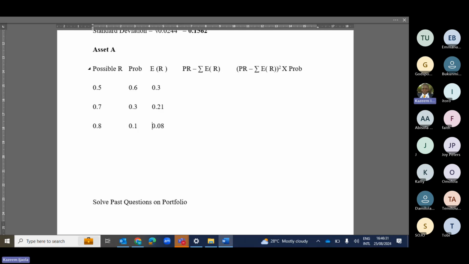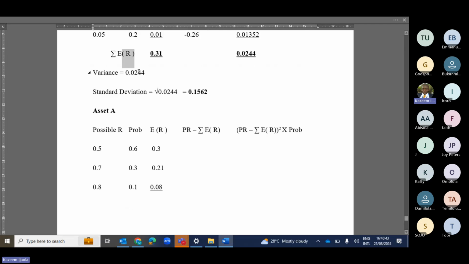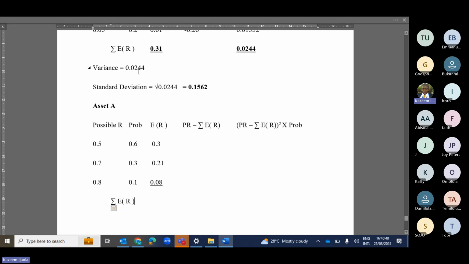So now the next thing is this. You total these together. It will be the summation of the expected return: 0.3 plus 0.21 plus 0.08 is 0.59. So if you follow our formula, the next thing is that possible return, PR, you subtract it from this total of expected return.